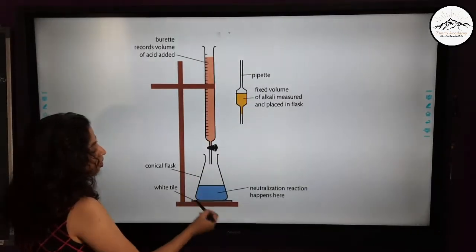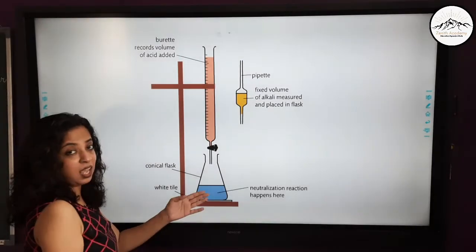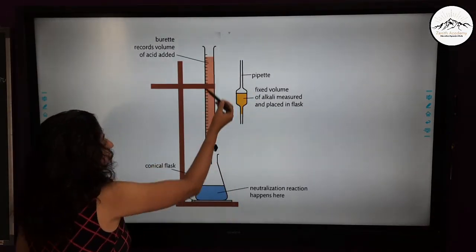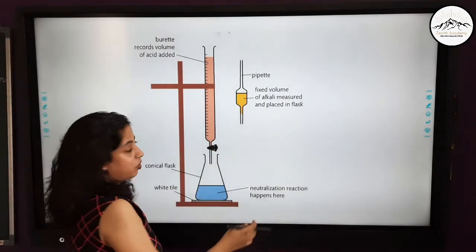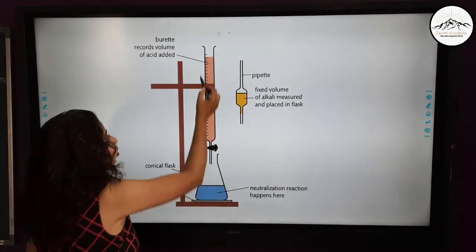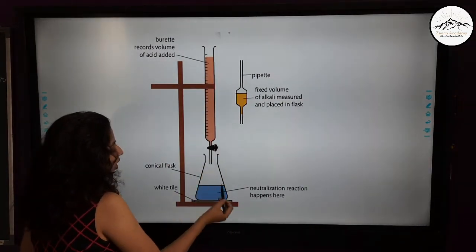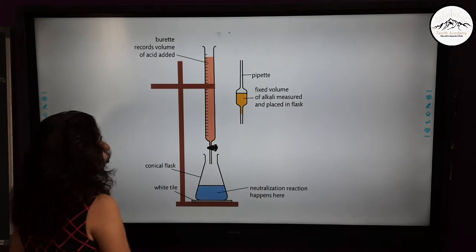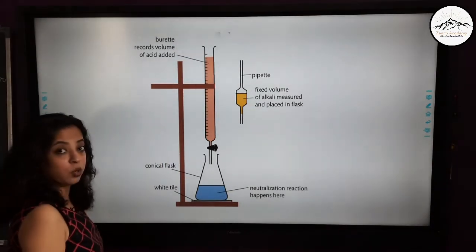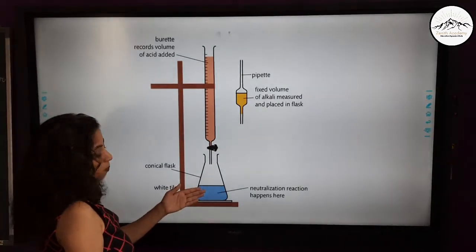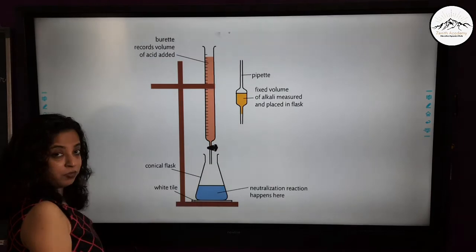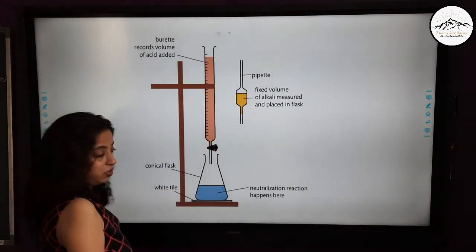Now that we have filled the conical flask with the alkali and the indicator with the help of a pipette, and also we have filled the burette, we will start the neutralization reaction, or we will start the titration, and as I explained, we will keep on adding the acid until there is a change in color. So which are the chemicals that are used here? An acid of unknown concentration is used, a base or alkali of known concentration is used. We know the volume of this and we will record the volume of this.